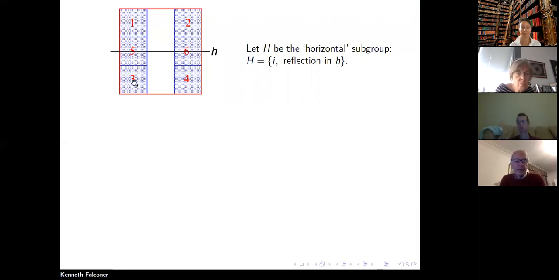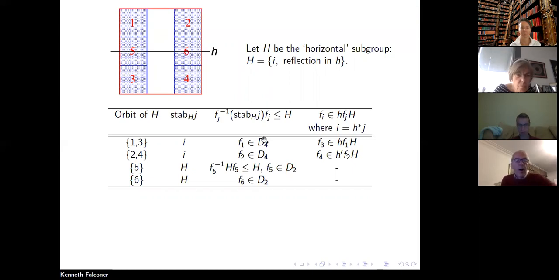So this is the picture of the subdomains. I've numbered them that way, and we're interested in the horizontal reflection subgroup consisting of the identity and reflection in the horizontal. And so, as I indicated before, we have to look at the orbits of the squares under this subgroup. So we've got the identity, or we've got reflection in the horizontal. So 1 can go to 3 under these two elements. The identity leaves 1 where it is, the reflection takes it to 3. So 1, 3 is an orbit. Similarly, 2 to 4 is an orbit. And then 5 just gets fixed by both of the elements in this group, the identity and the reflection. So 5 is an orbit by itself, as is 6.